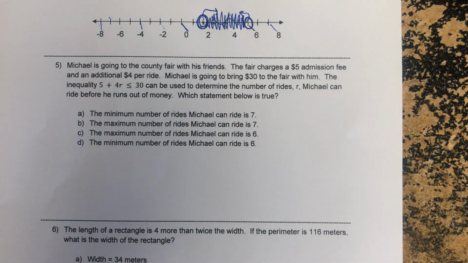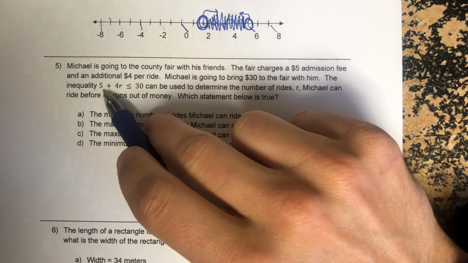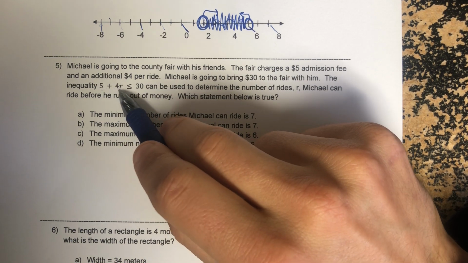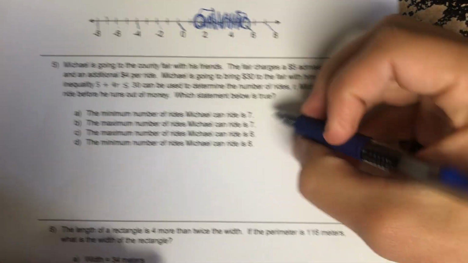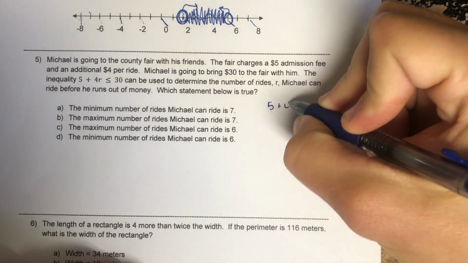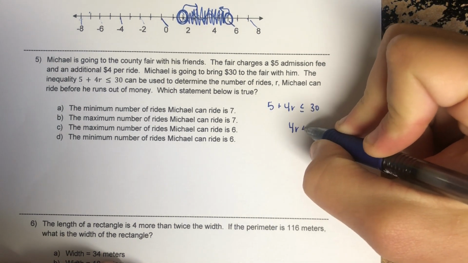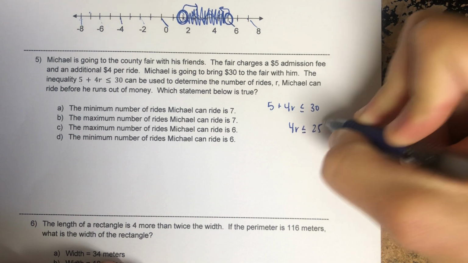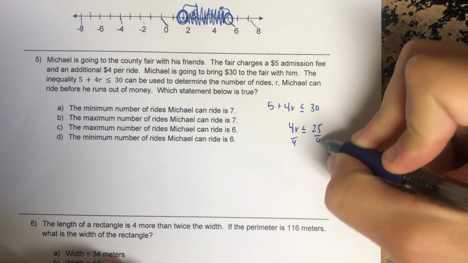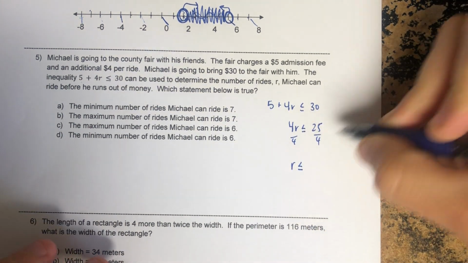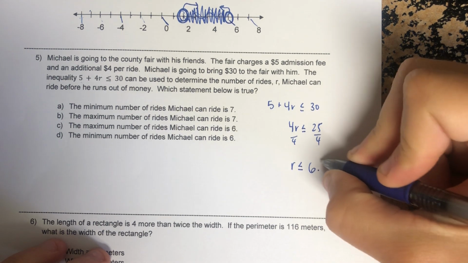Number 5. Michael is going to a county fair. Oh, this is a question that was very similar to something we saw earlier this week. The only difference, this was actually a 6 plus 4R. So we'll change a little bit, but you may have recognized this from earlier this week. When we divide by 4, you get R is less than or equal to 6.25.